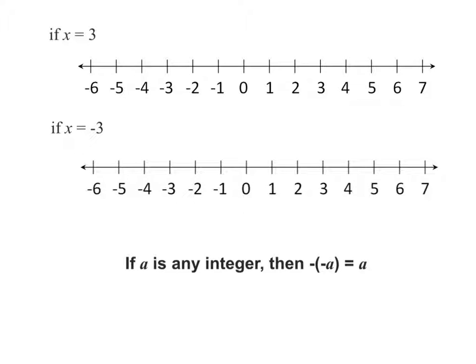Just to show you how negative numbers work, let's first look at a positive number, the number 3. The number 3 is right here on the number line. That means it's 1, 2, 3 units away from the origin, or 0. The number -3 is right here on the number line. It's 1, 2, 3 units away from the origin, but in the opposite direction. Also, it's important to note, if a is any integer, then the opposite of -a is a. In other words, two negatives cancel themselves out.